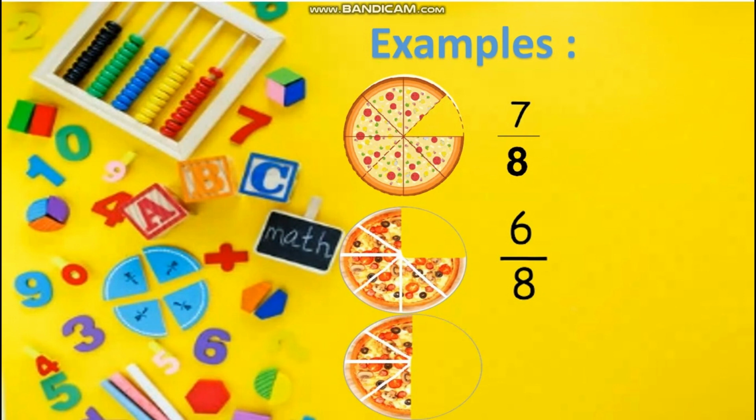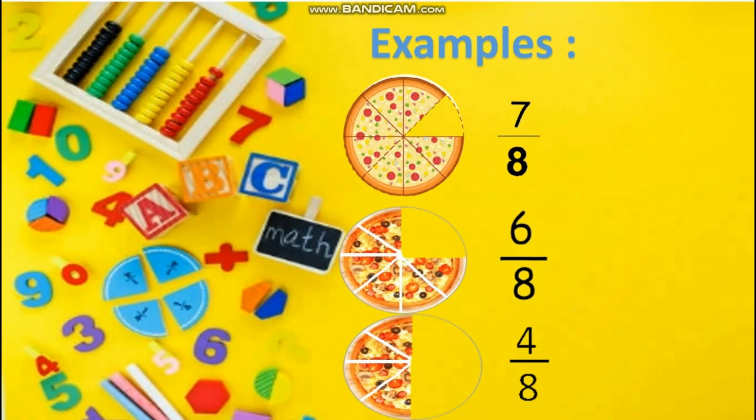Now if half of the pizza is taken away and we are left with half, again the total slices were the same, that were 8. So the denominator will remain 8, but the numerator will be 4. So the fraction here we got is 4 by 8.